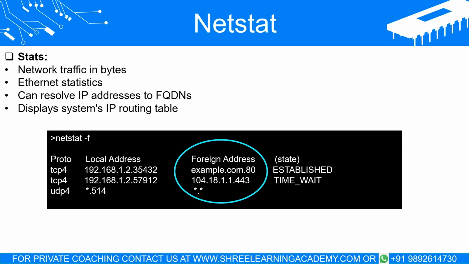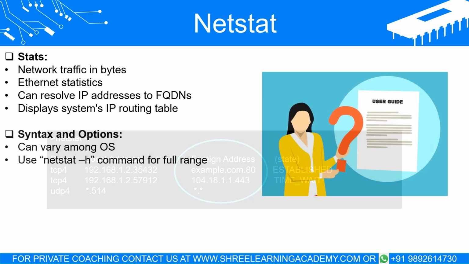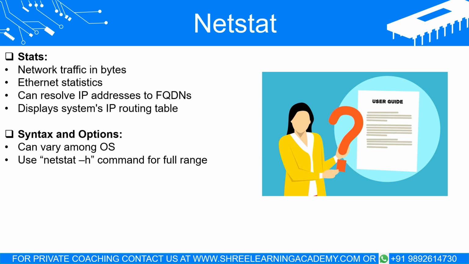Lastly, the Netstat command can display the system's IP routing table, the map that your computer uses to decide where to send network traffic. Using our airport analogy, the routing table is like the flight routes that pilots follow to reach their destinations. It's very important to note that the specific syntax and options available for the Netstat command can vary between different operating systems. To see the syntax and the full range of options on your system, you can use the netstat -h command. This is like looking at the instruction manual for the control tower's equipment. It tells you what each switch and dial does.